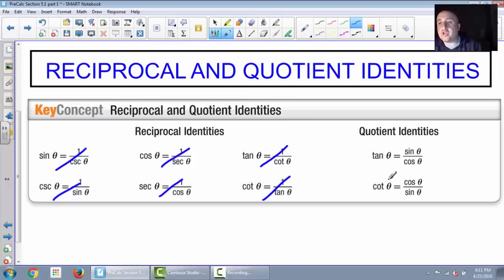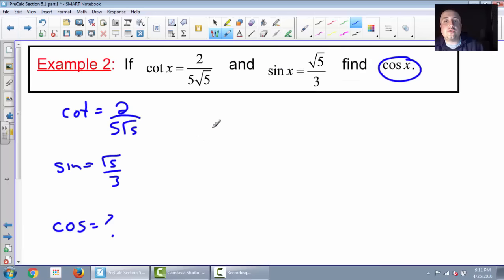Okay, now if we come over here, notice that this one right here, we know cotangent and we know sine, and we're going to try to find cosine. So that's the one we're going to use. Cotangent is equal to cosine over sine. So let's fill in everything that we know. We know cotangent is 2 over 5√5.